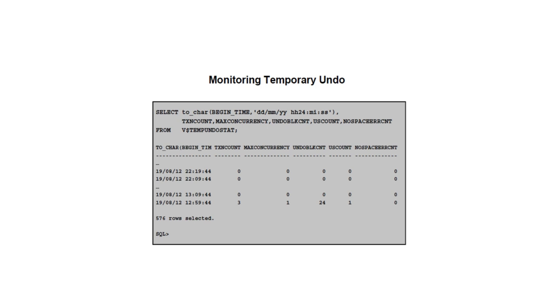V$TEMPUNDOSTAT shows various statistics related to the temporary undo log for this database instance. It displays a histogram of statistical data to show how the system is working. Each row in the view keeps statistics collected in the instance for a 10-minute interval. The rows are in descending order of the begin_time column value. This view contains a total of 576 rows, spanning a 4-day cycle. This view is similar to the V$UNDOSTAT view.